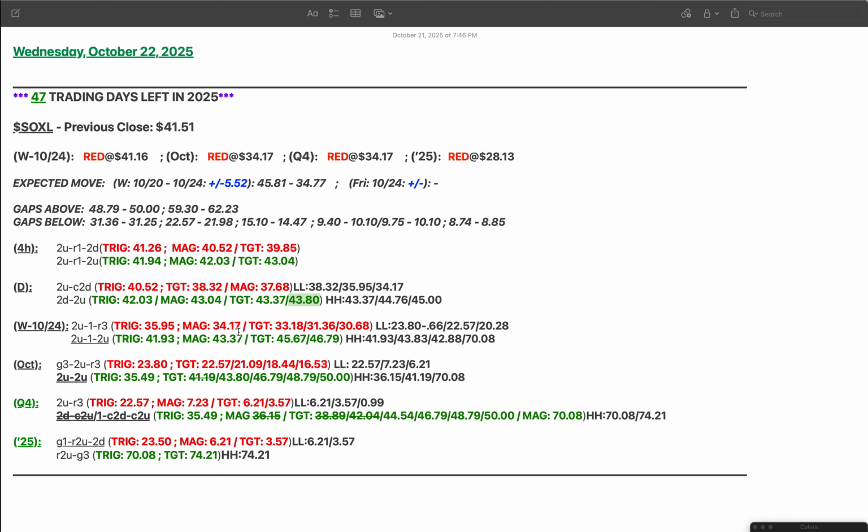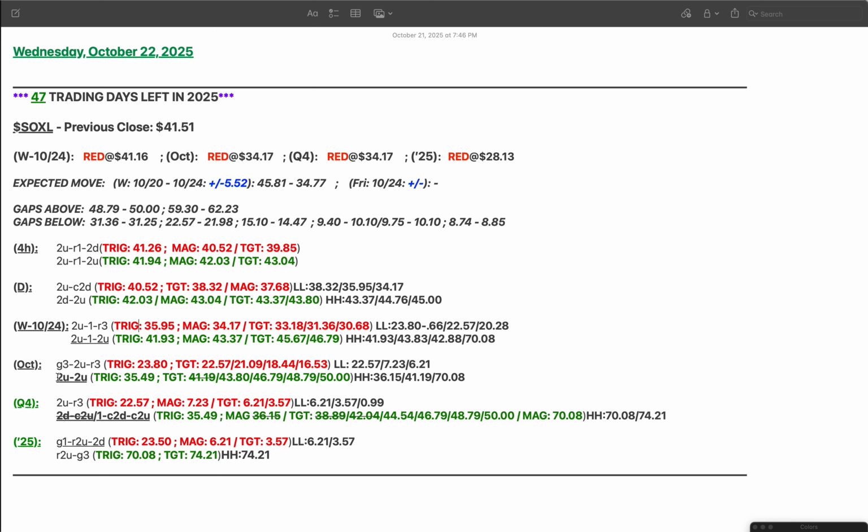We are in a 2-1-2 up on the week. It's no longer in force, so it's not bold. We're just underlined, showing that it has triggered at 41.93. Magnitude is 43.37. We haven't quite reached that yet, but we're back underneath the 41.93, so we're no longer in force, and we've got to continue to monitor for the red 3 or the bearish engulfing candle on the week. That does trigger at 35.95, and we've got our magnitudes and extended targets to the downside if that does trigger.